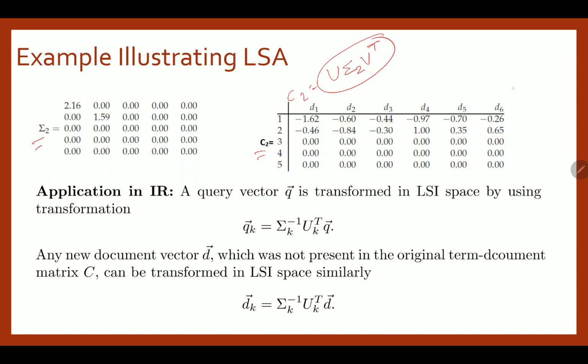This is what our vector representation is, this is the C2 matrix, and you can see that this gives us, in the transformed space, the representation of the documents. Since all of these things are 0, we don't really have to consider them, and only these two vectors matter. So this is what the transformed space gives us as the document representation.